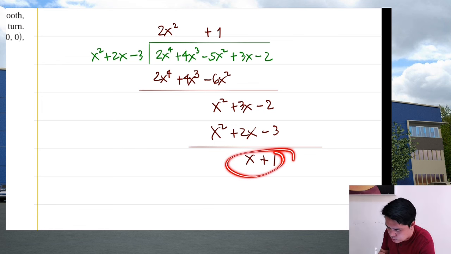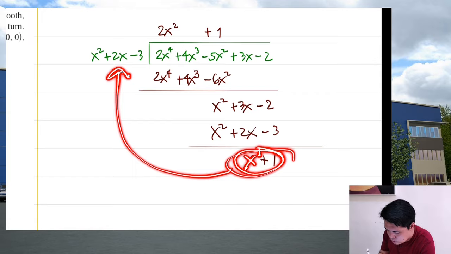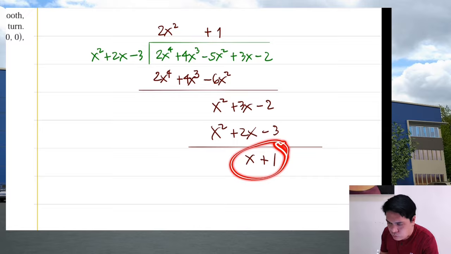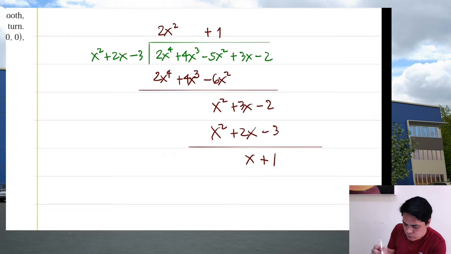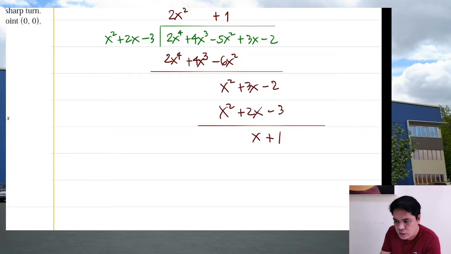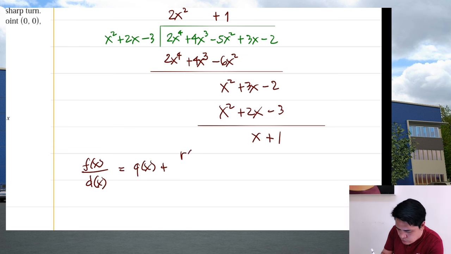We cannot divide this by this anymore because this is first degree raised to 1. This is second degree raised to 2. So, mas malaki yung degree ng divisor. So, this would be our remainder now. Okay? So, if we rewrite in division algorithm form, paano yun? F of x over the divisor equal to the quotient plus the remainder over the divisor.